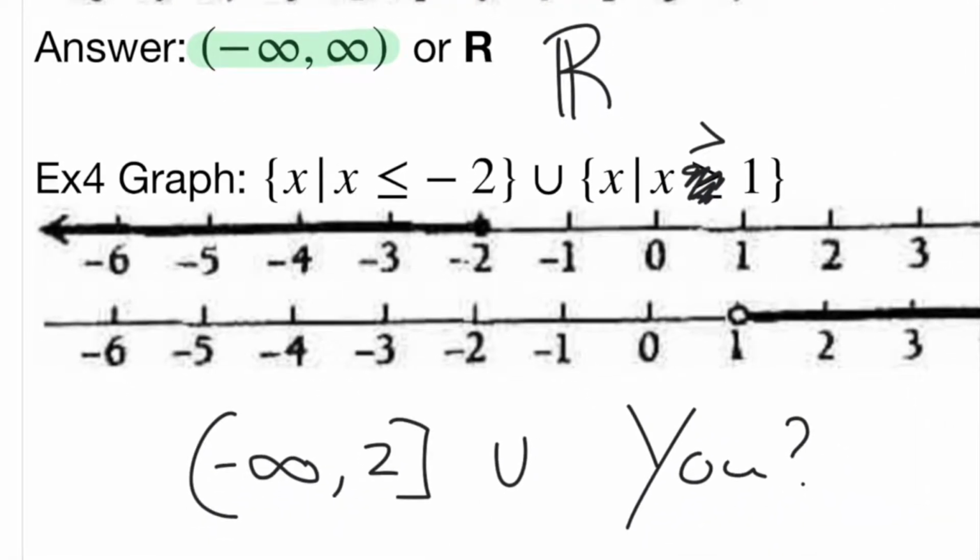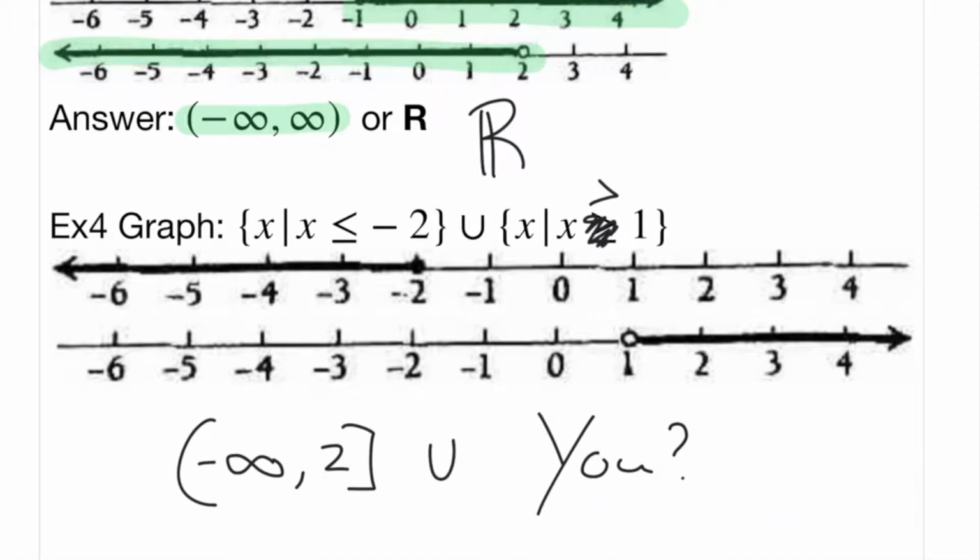Example 4, graph x is less than or equal to negative 2, with a union of x is greater than 1, and you can see here the union of this graph plus this graph gives you all the numbers from negative infinity to negative 2, and from 1 to infinity. I want you to tell me what this would look like using interval notation.